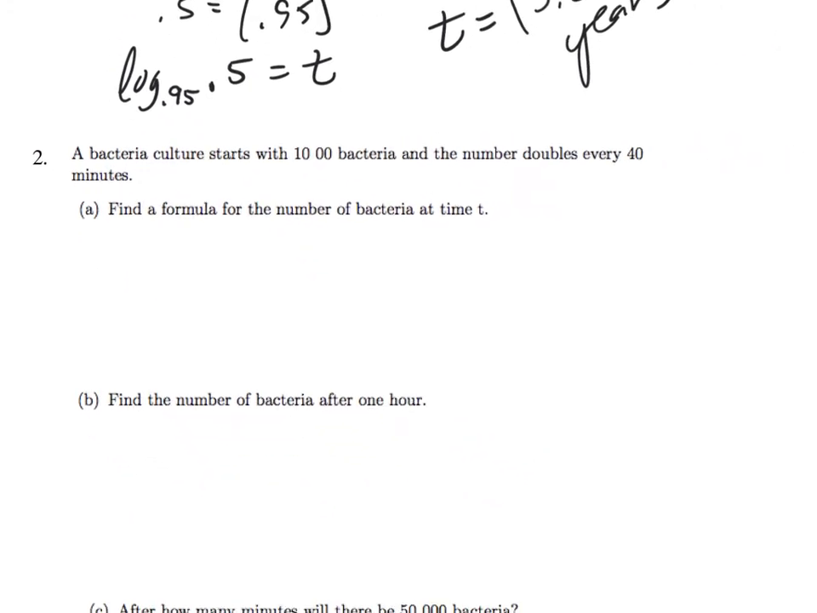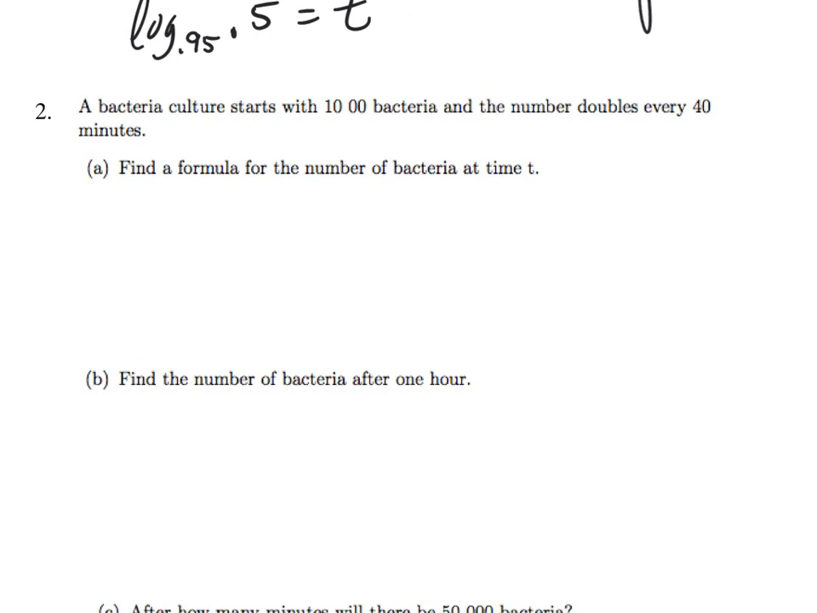Okay, a bacterial culture starts with 1,000 bacteria, and the number doubles every 40 minutes. Find the formula for the number of bacteria at time t. Remember that the way that we do this is we have what we start off with times our growth or decay factor. They are saying it doubles, so this is 2, and then it says it doubles every 40 minutes.